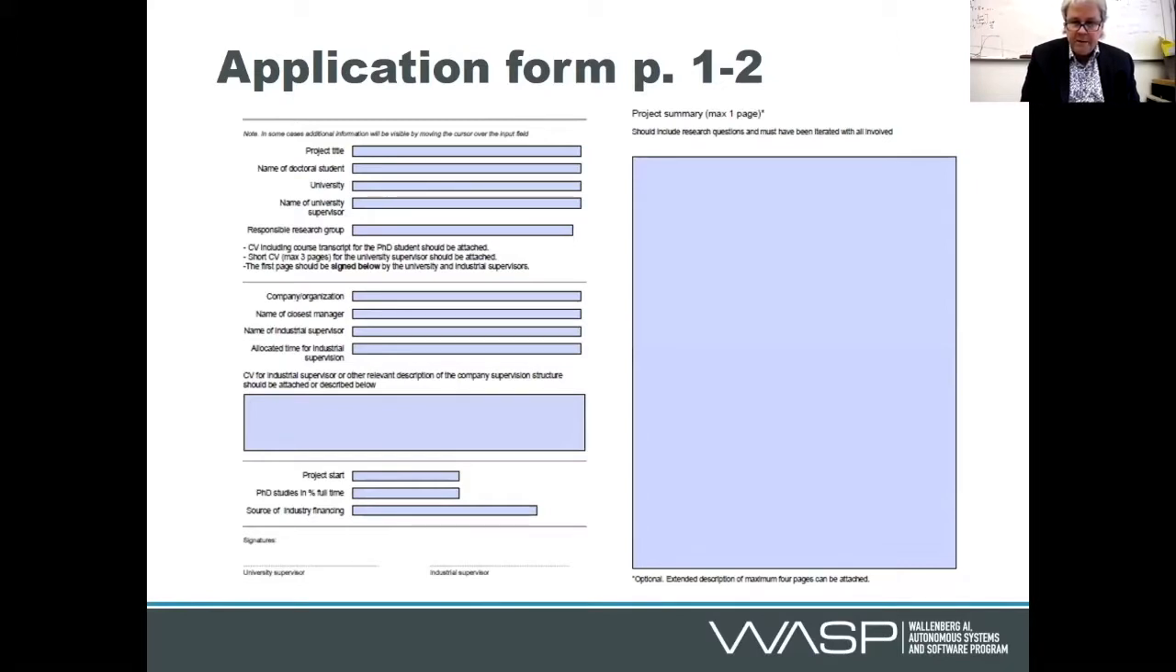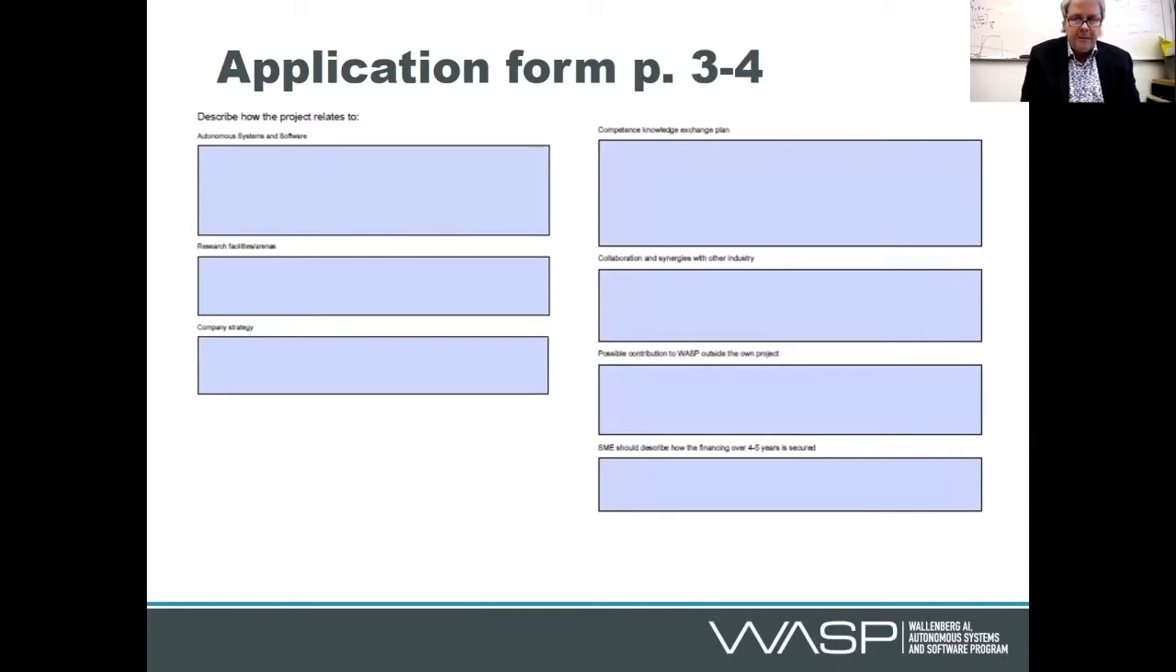Then on page 2, the project summary, maximum 1 page, should include what are the main research questions, and it should have been iterated with all persons involved, including the university supervisor. And then optionally, one can attach a maximum 4-page extended project description, and that is normally a good thing to do. You can't really fit much content into this 1-page form.